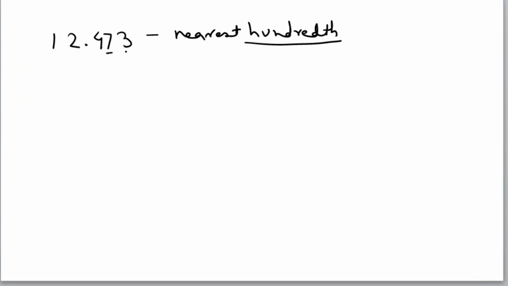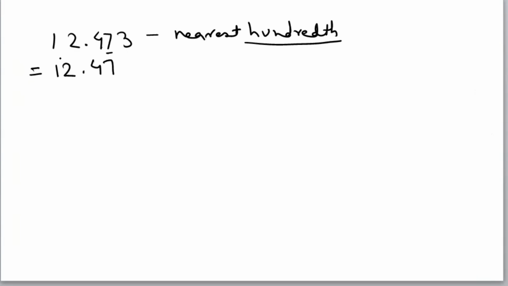Then we have to see if 3 is bigger than 5 or smaller than 5. 3 is less than 5. So what do we have to do? It will remain the same. There will be no change. As we learned already, if it is 5 or greater than 5, then we have to round it up, like we did in the previous example. Now here 3 is smaller than 5, then we don't have to round it. So it will remain the same. So what will the nearest hundredth be?